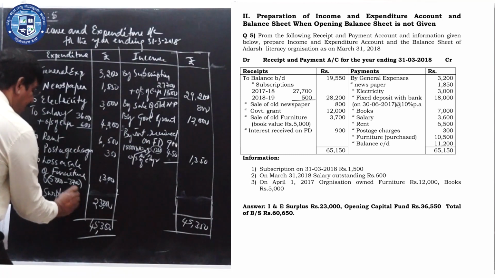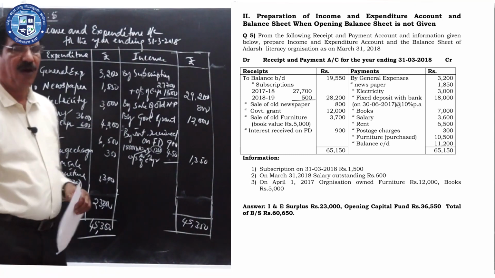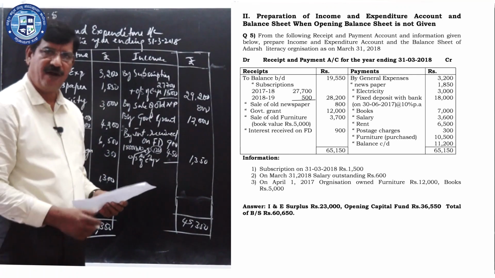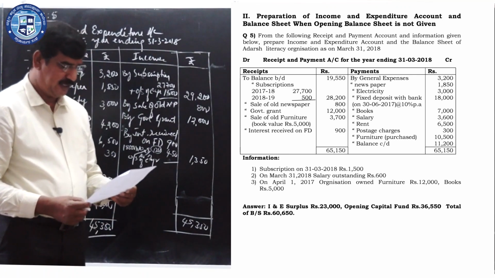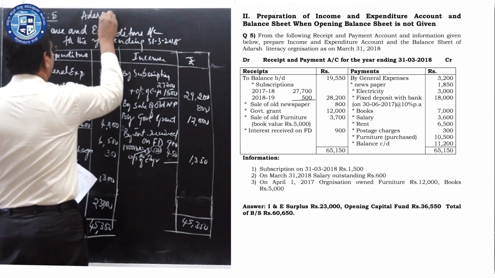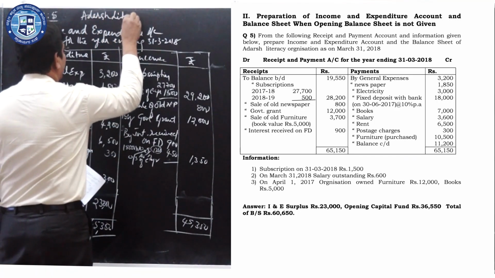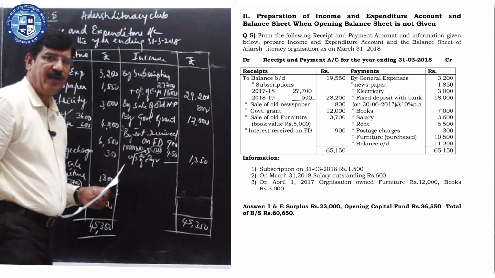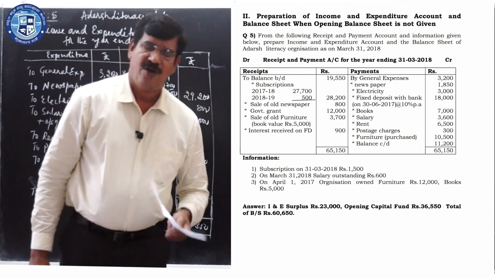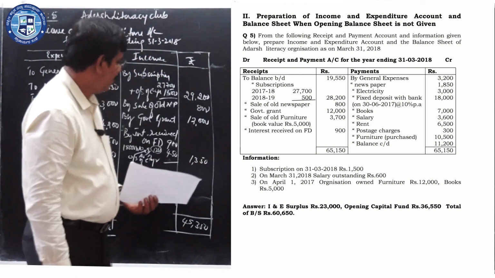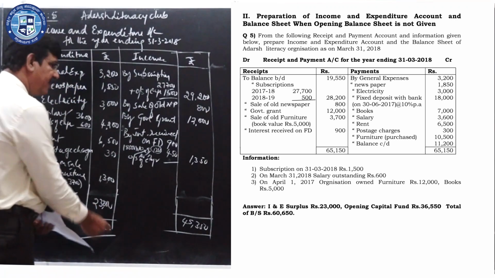Surplus is the balancing figure 23,000, and this 23,000 has to be added to the capital fund in the closing balance sheet. So here the name is not written: Adarsh Literacy Club. So name has to be written on the top of income and expenditure account and the balance sheet. So the surplus is 23,000.